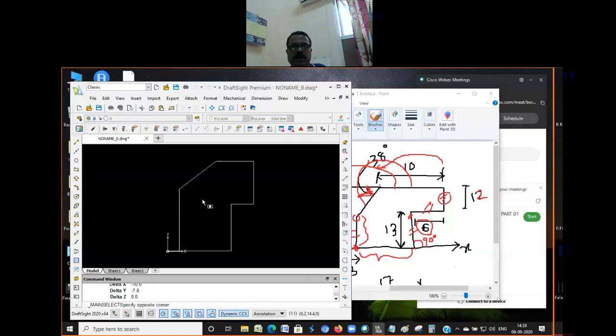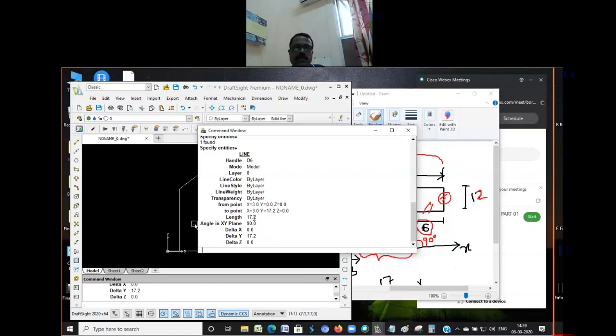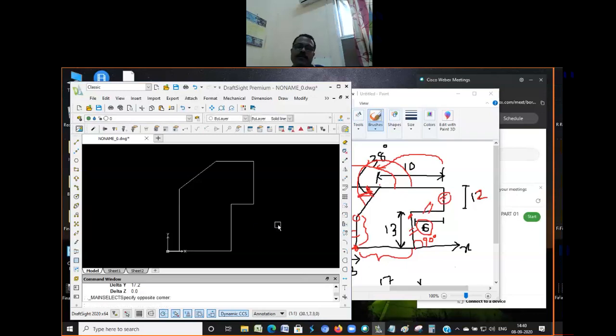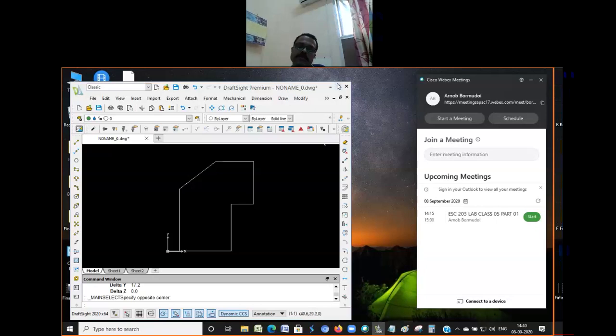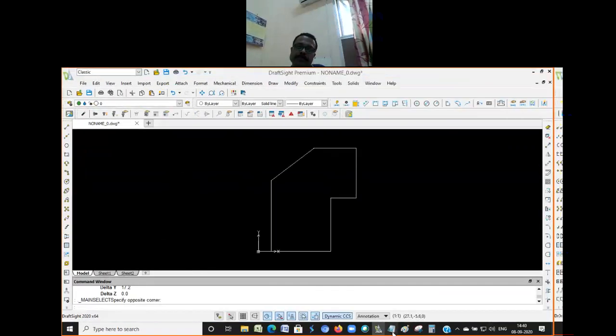Then comes this part. And this is how much? This is also 17.2 millimeter. And then the angle is 90 degrees. Okay. So with offset, you have been able to draw certain objects which otherwise would take a long time if you just use the line command. So this way you can use the offset command.